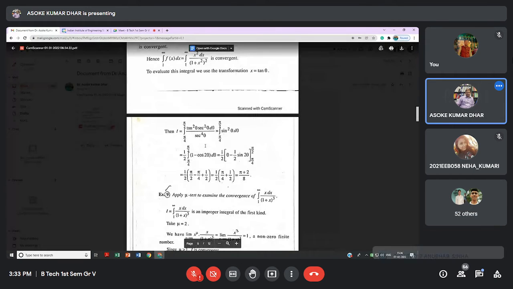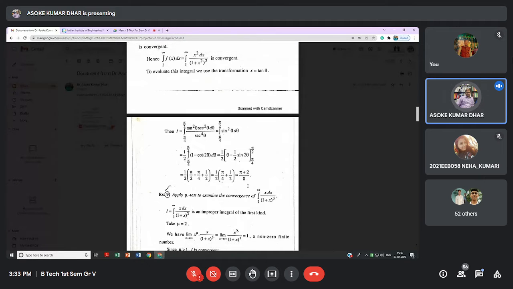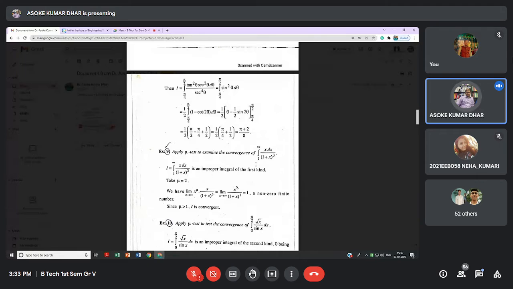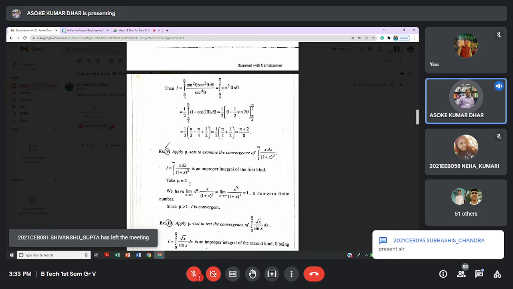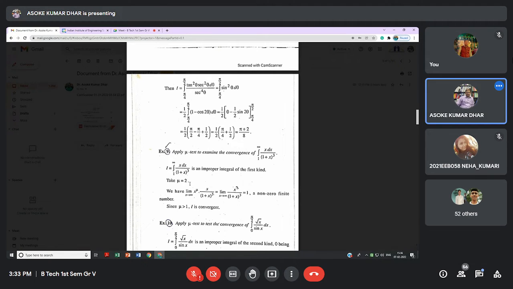Another method. The actual answer is pi plus 2 by 8. So it is convergent. Apply the mu test for this. I is equal to this. Here we take mu equal to 2, because mu is equal to the highest power of the denominator minus the highest power of the numerator. So 3 minus 1 is equal to 2.